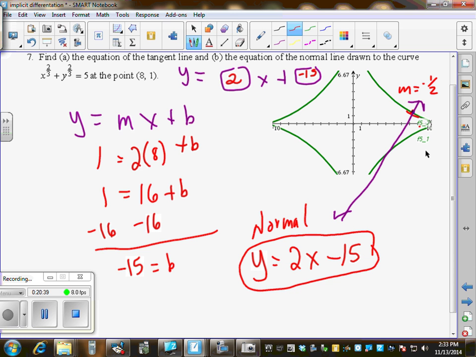Just looking at our graph, we can tell that that line would be increasing with a slope of positive 2. We can also tell that the y-intercept would be way down here at negative 15.